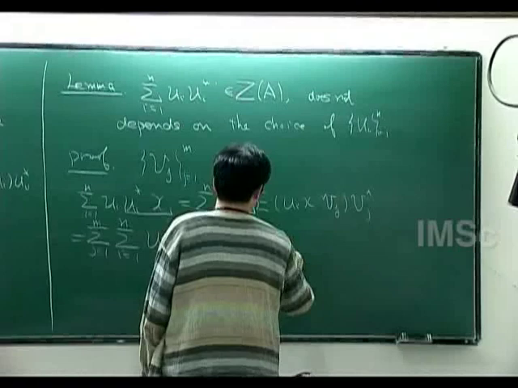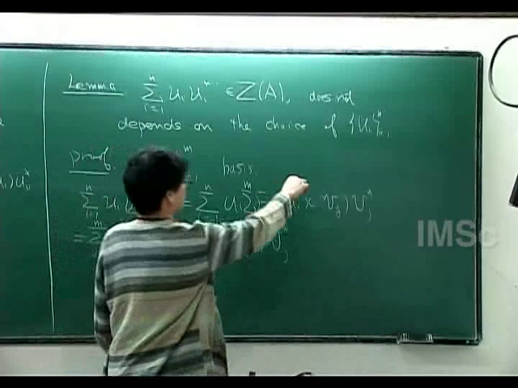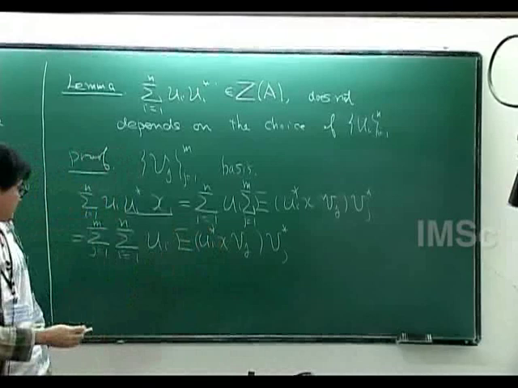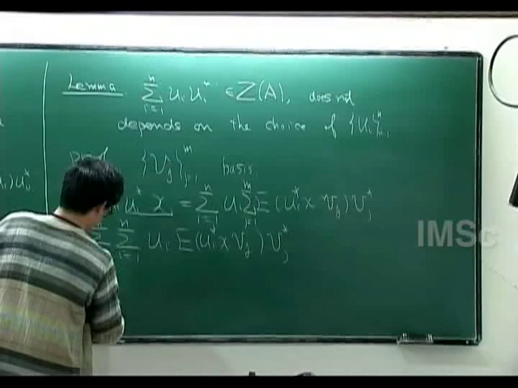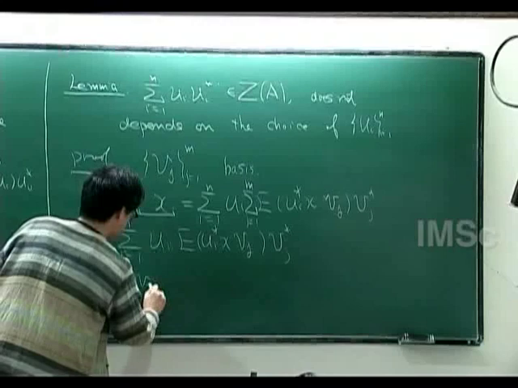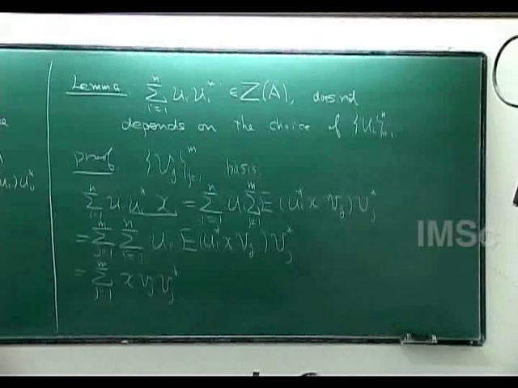And here I use something wrong. Star. Yes. Then I use the basis property of UI here. Then I end up with this. Right. So you just look at the first term and the last term.